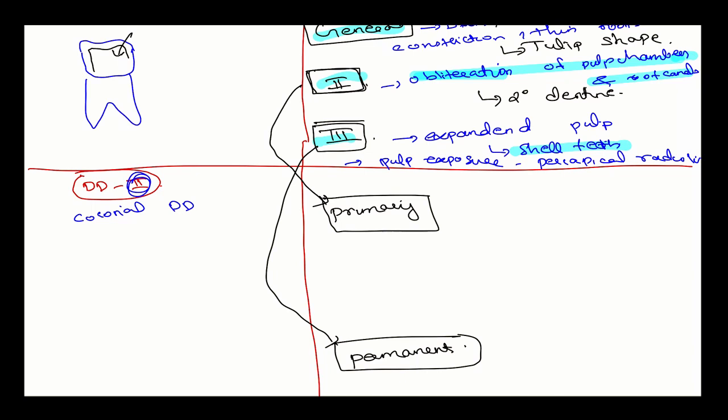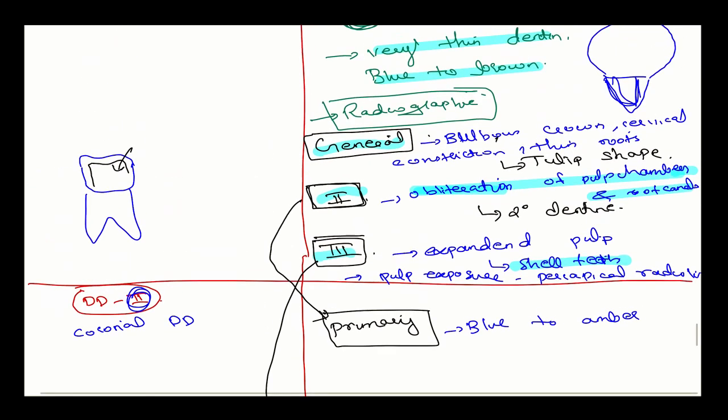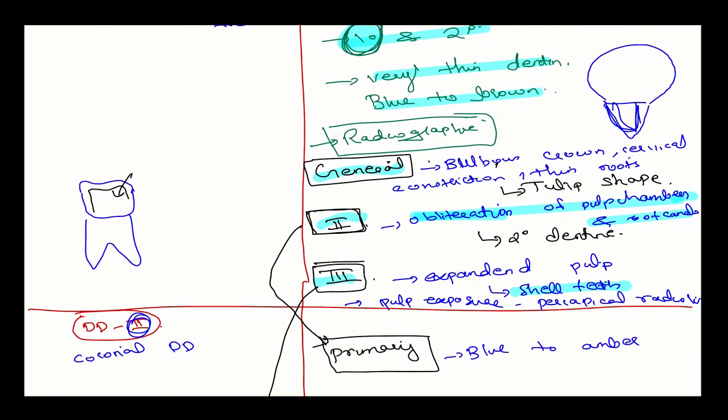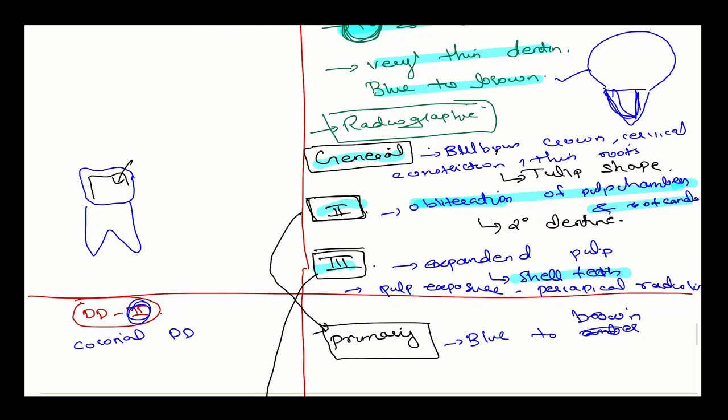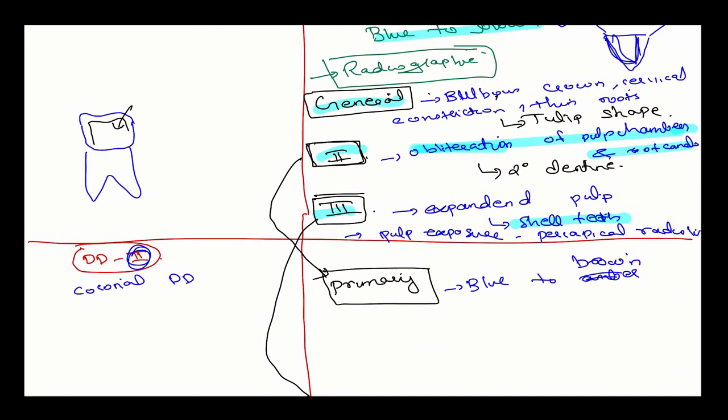So here it is, type 2 and type 3 being discussed separately, and here is primary and permanent discussed separately. Okay, so what are the features? One is the color, that is blue to amber color, which is actually a general feature. Write it like blue to brown, don't confuse. Blue to amber to brown, whatever. So it's blue to brown, which is actually a general feature, but consider it here.